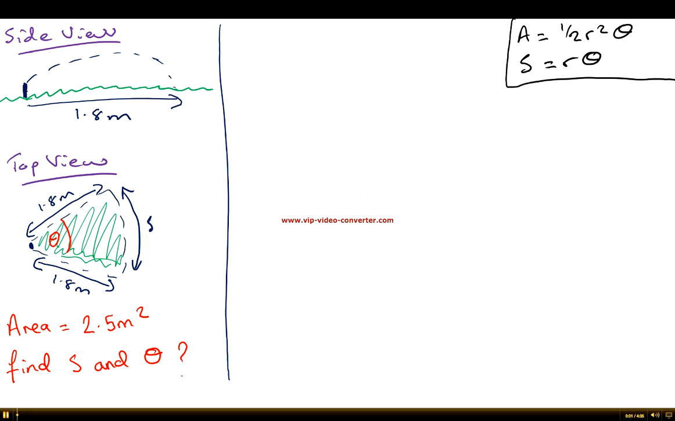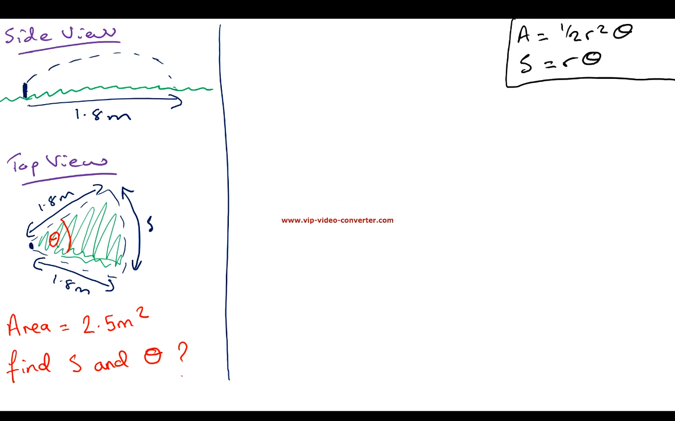In this video we're going to look at some of our radian equations, and two in particular. We've got the area of a sector equals a half r squared theta, and s equals r theta for the length of an arc. Important things with these radians equations is that theta must be in radians to use the equation. So here's the question.